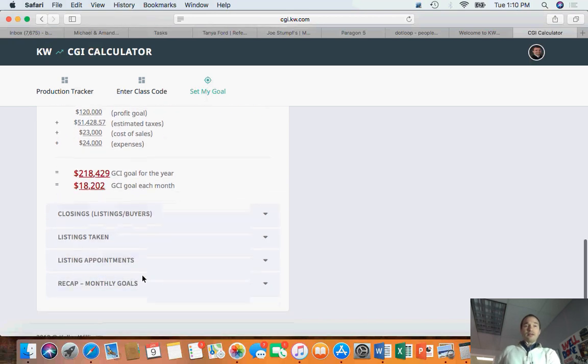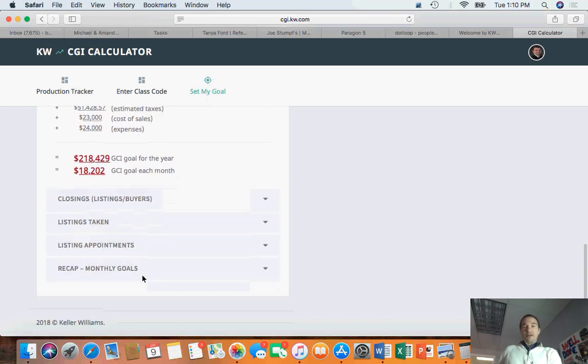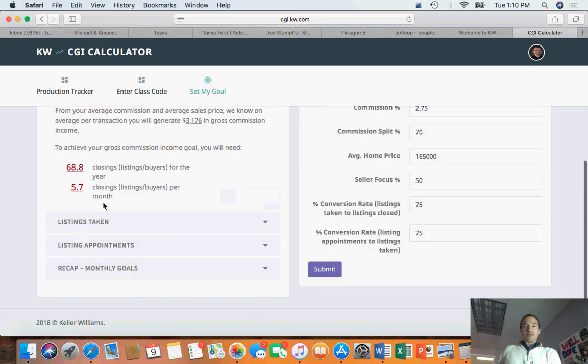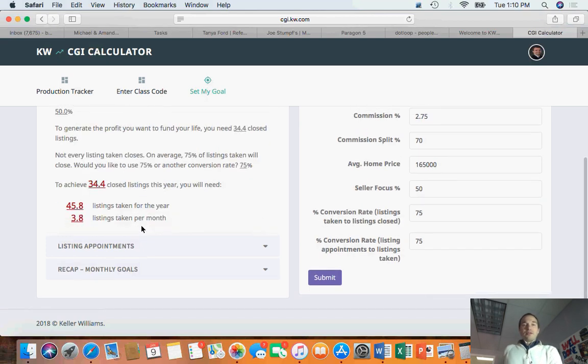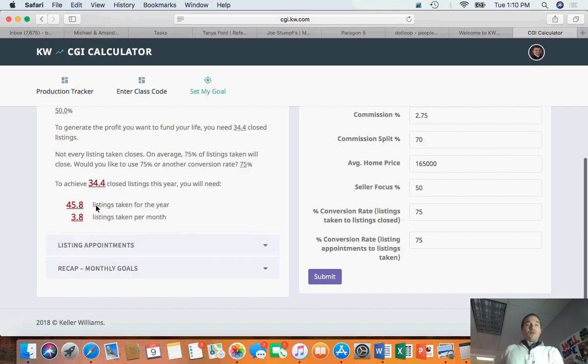And then the nice thing about this also, it even breaks it down a little further. So we've got closings. How many closings do we need? About 69 closings per year, about 6 per month. This will also tell you how many listings. You need about 35 closed listings for the year. So you need to take about 45 listings taken for the year. So that's about 4 listings per month.